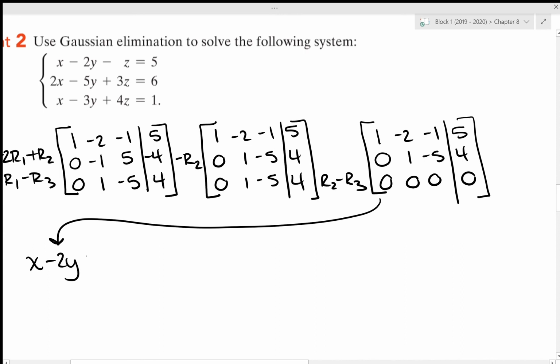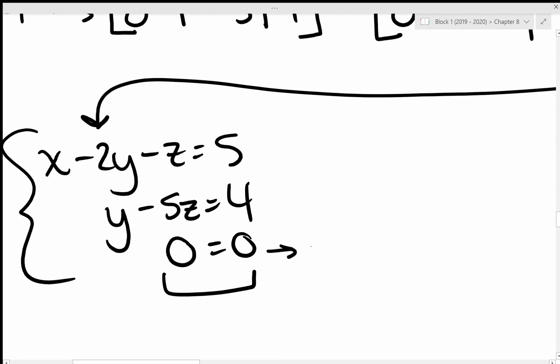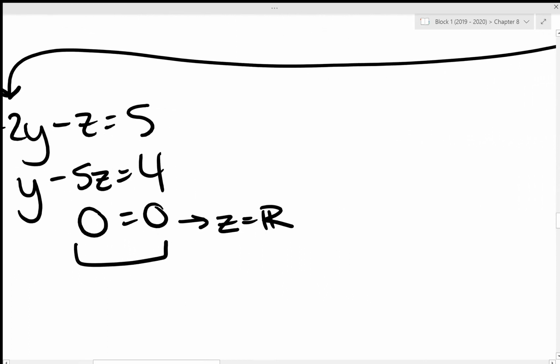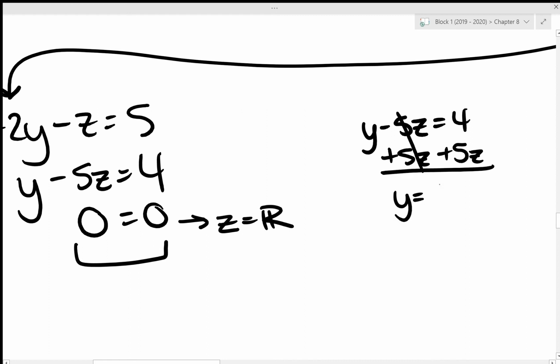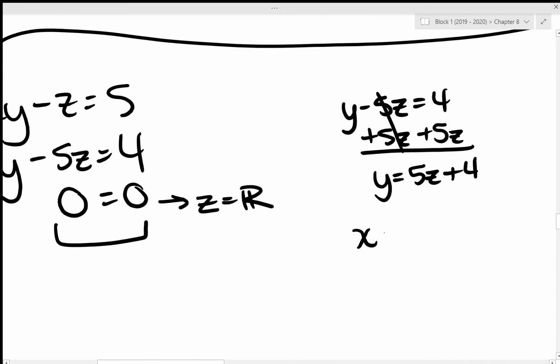x minus 2y minus z equals 5. y minus 5z equals 4. And then 0 equals 0. Here's my system. So this little bit here tells me that z can be anything it wants, any real number. However, we want to rewrite y and x in terms of z. So y minus 5z equals 4, so I'm going to add 5z to both sides, and I'll get y equals 5z plus 4.